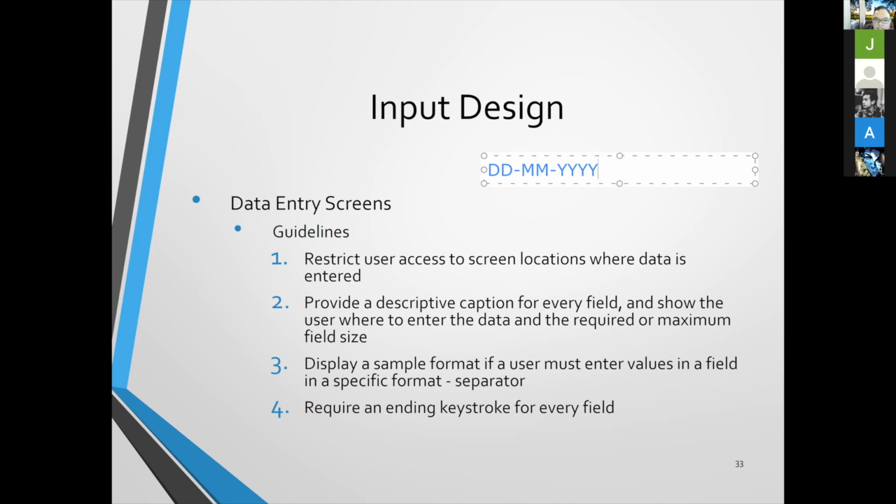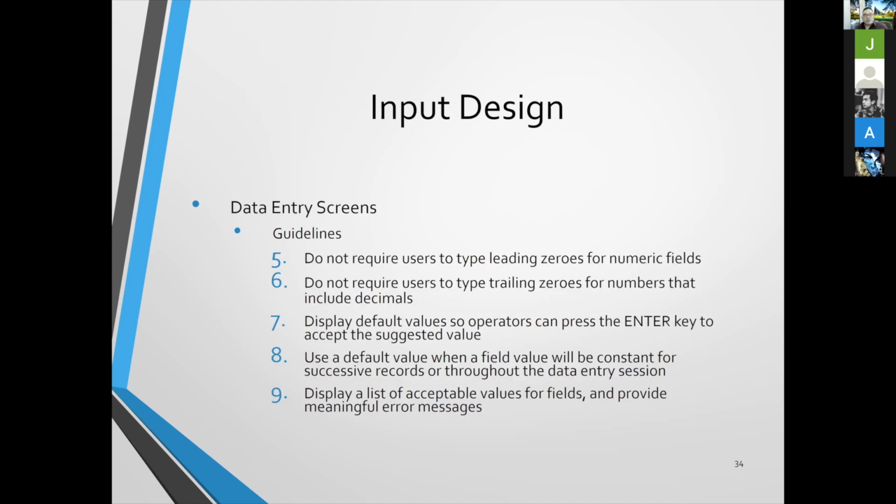After we have talked about these 4 guidelines, the next guideline is: do not require users to type leading zeros for numeric fields. What does it mean? Suppose users would like to withdraw 500 baht from an ATM machine. You shouldn't let the users type it like this. These are leading zeros, and the user may be confused and enter the wrong number. What you should let the users type is just 500 only.